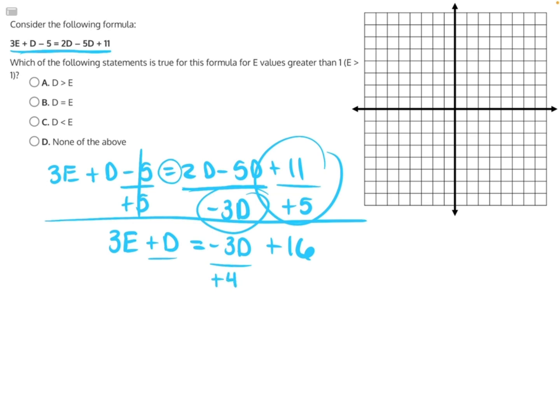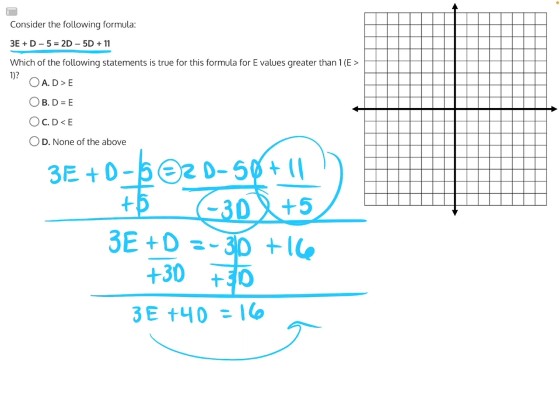Okay, so now let's combine our d variables. So we will add 3d to both sides. Again, opposite operations. These will cancel, giving us 3e plus 4d equals 16. And now we need to get one of our variables over to the other side. So let's do 3e. It's positive, so the opposite would be subtracting it from both sides. These will cancel. We'll have 4d equals negative 3e plus 16.